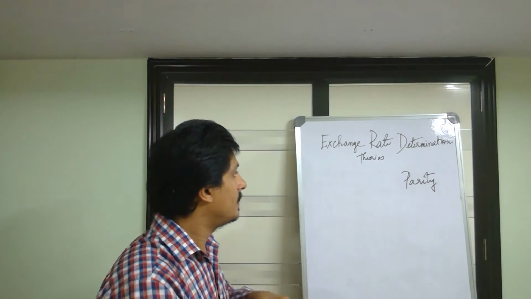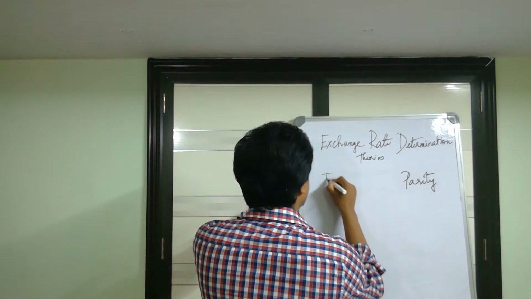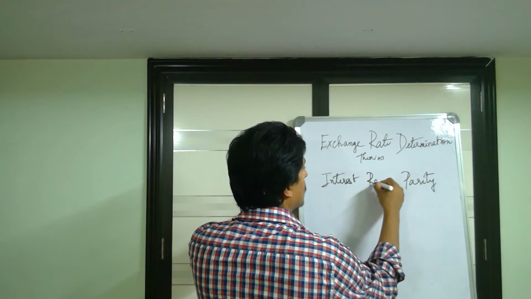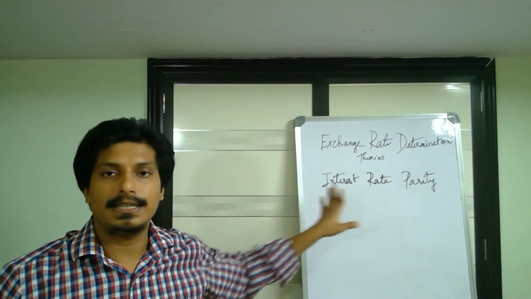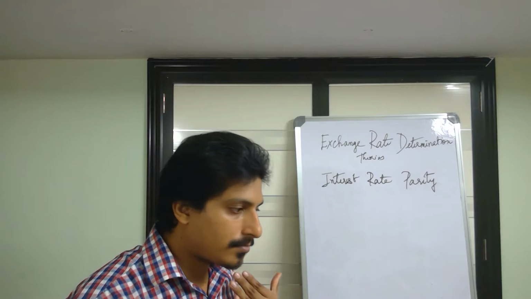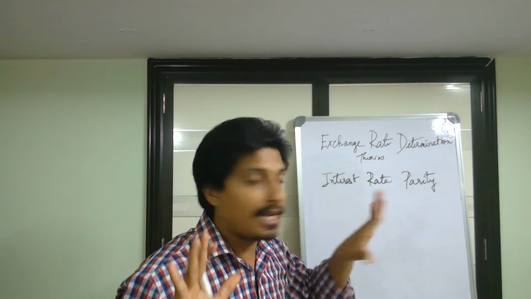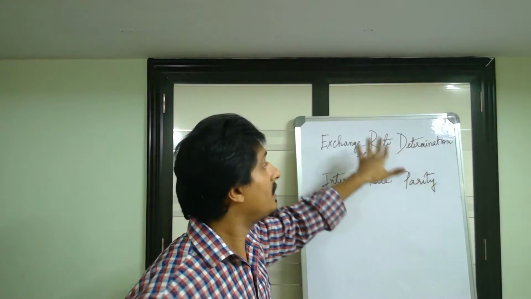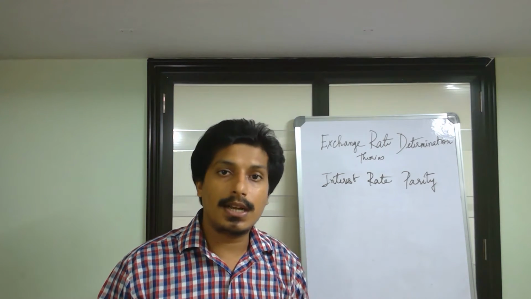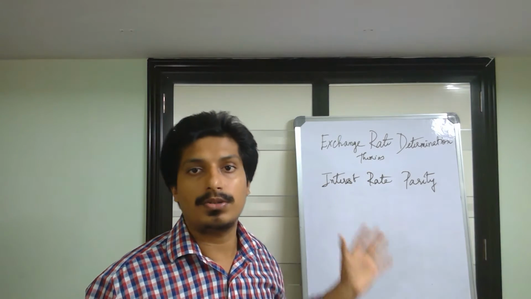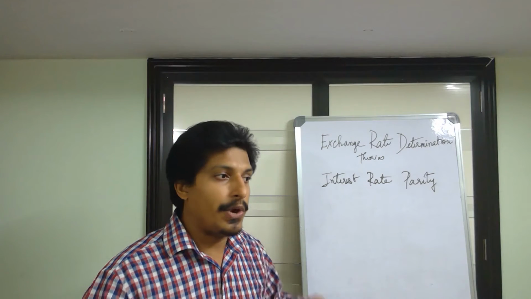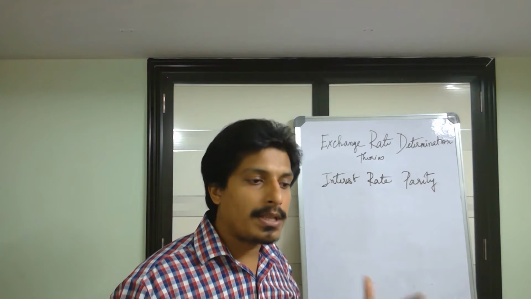Now let us discuss one more theory. It is interest rate parity theory. We are still determining the exchange rates. In current account balance, we said based on the current account balance, the rates will fluctuate, rates will move. Based on purchasing power parity theory, we tried to determine what would be the exchange rate.